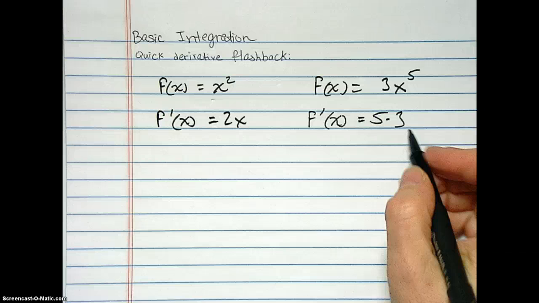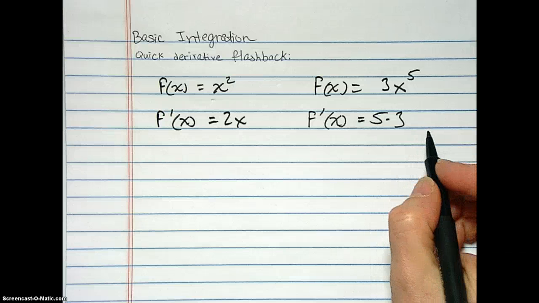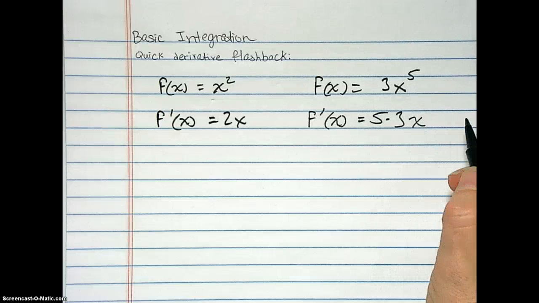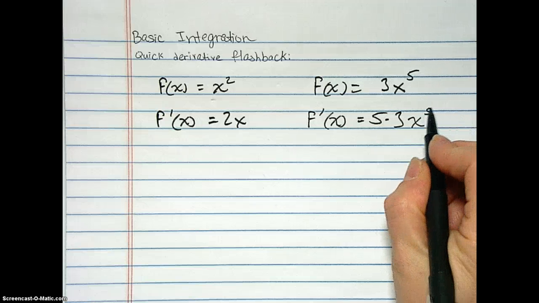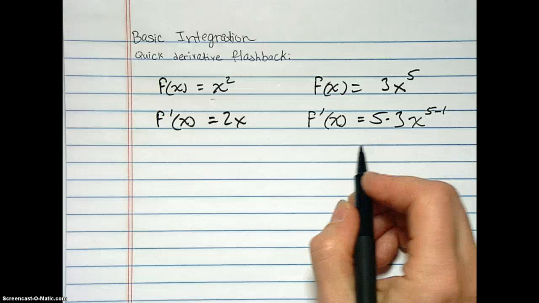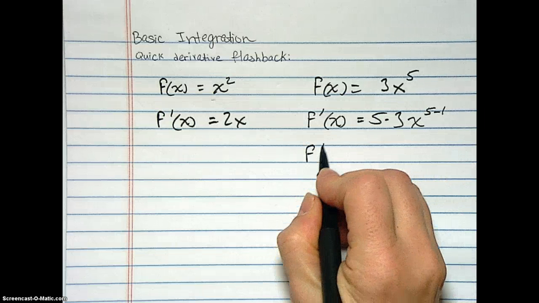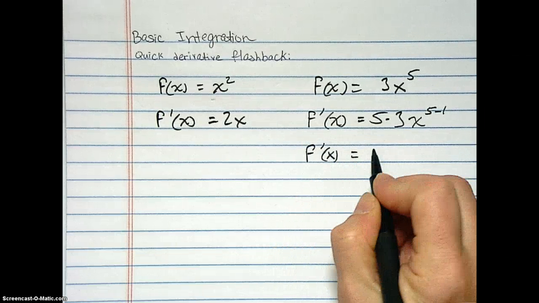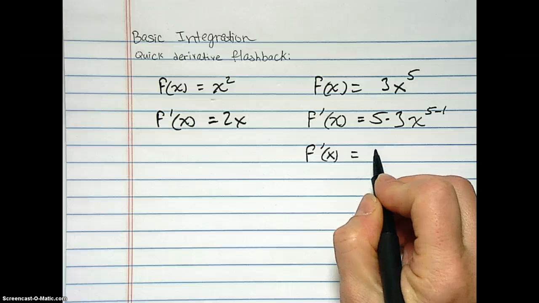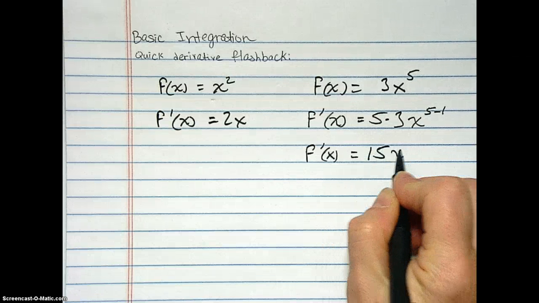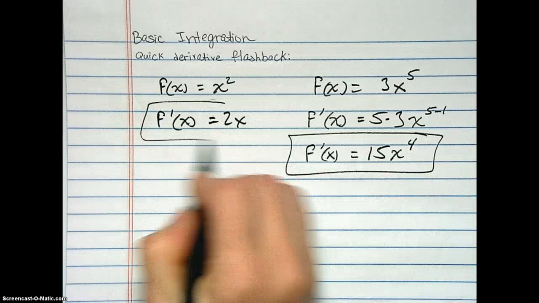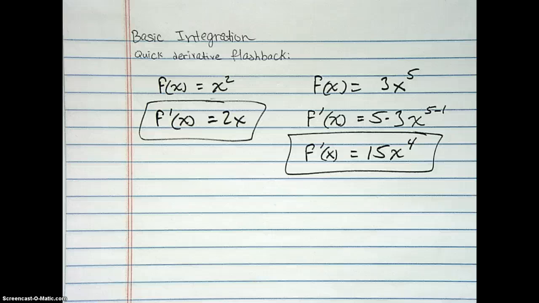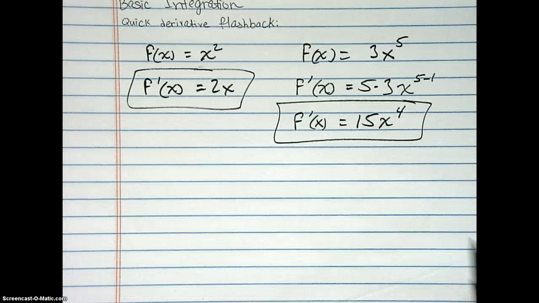Okay, so we brought that down, multiplied it by the 3 that was just there. Then what do we do? You took the exponent and you subtracted 1. So 5 minus 1, and f prime of x then becomes 15x to the fourth. And usually we would put our answers in a box because otherwise your professor gets mad at you.